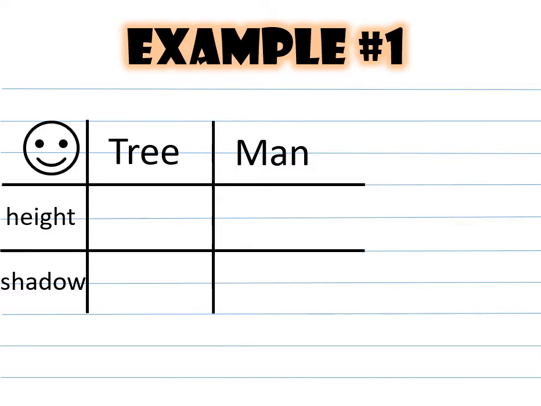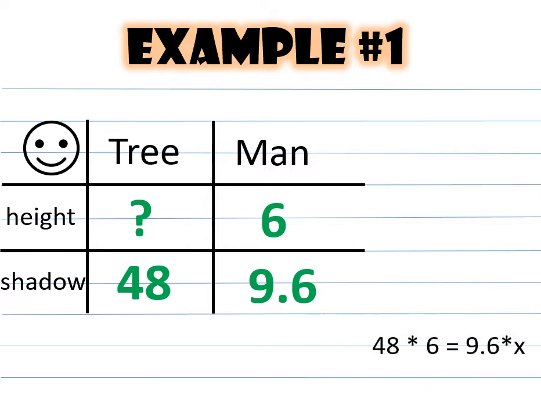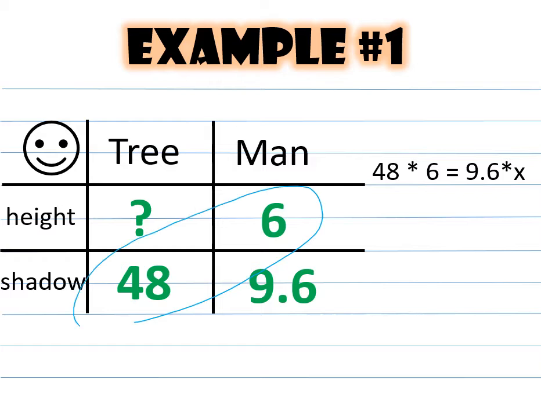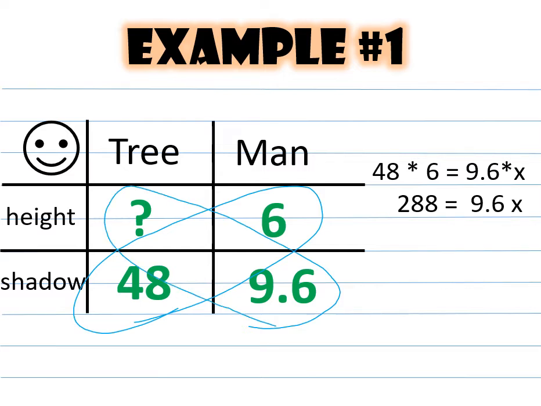On the left side, we've got height and shadow. The height of the tree, we don't know. The shadow, we do know, is 48 feet. Captain America is 6 feet tall, according to the story, and his shadow is 9.6 feet. So we're going to cross multiply here, 48 times 6, and that's going to give us 288. Cross multiplying 9.6 times our question mark gives us 9.6x. We're going to divide by the coefficient of 9.6, and we get an answer of 30.